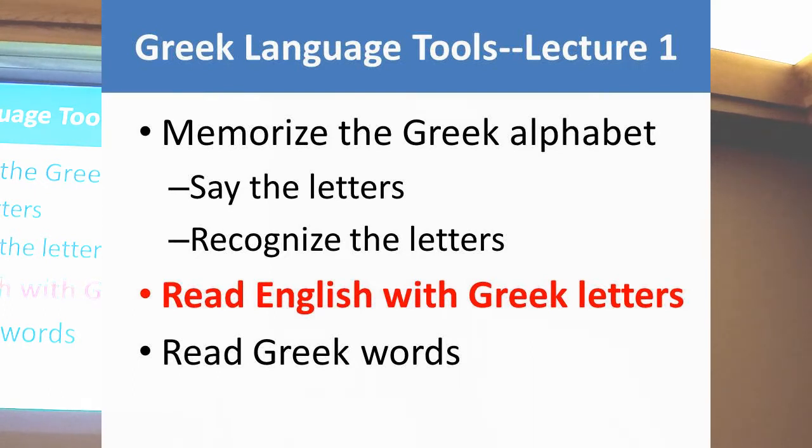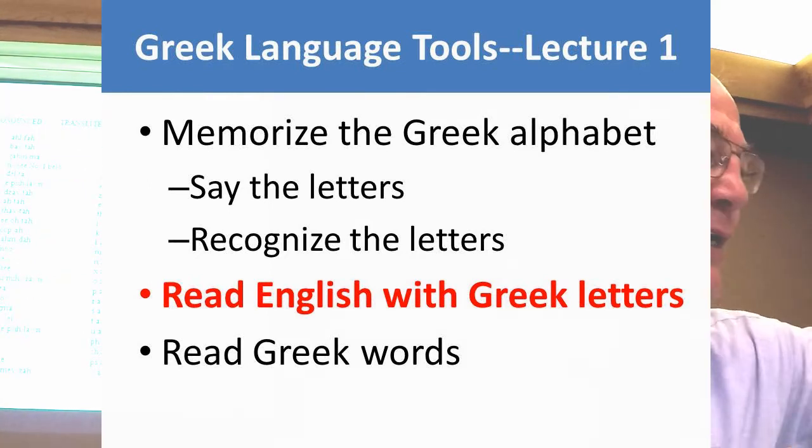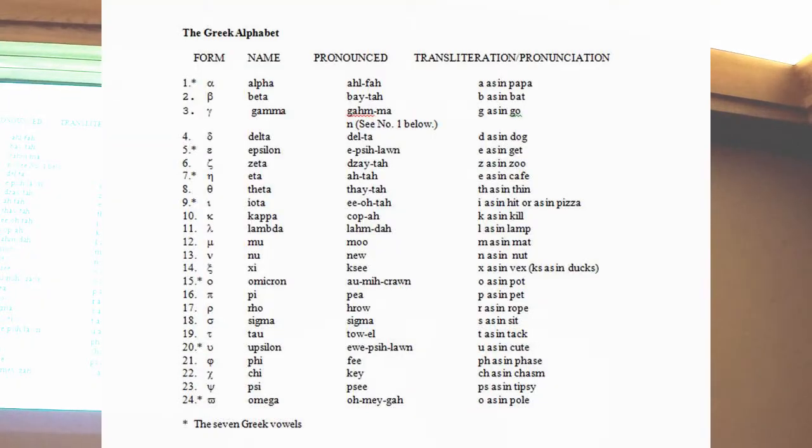So you want to be able to say the letters, then you want to be able to recognize the letters. That gets us into reading English words with Greek letters. And I want to hand out a form that's going to give you some helps with that. The top half of it, or the top 2/3, is what I have on the first part of the slide. So it gives you the sounds of each letter.